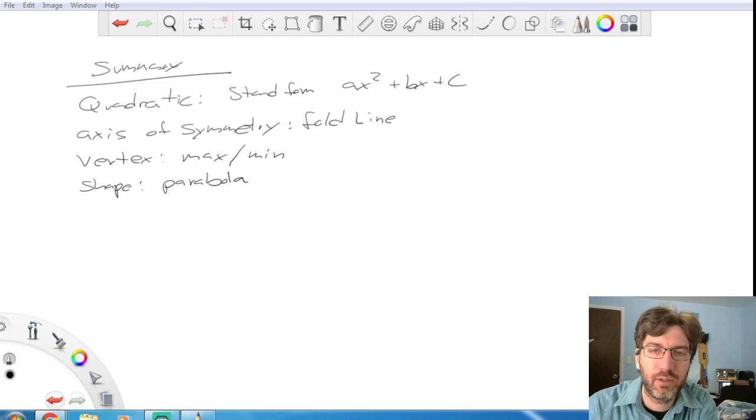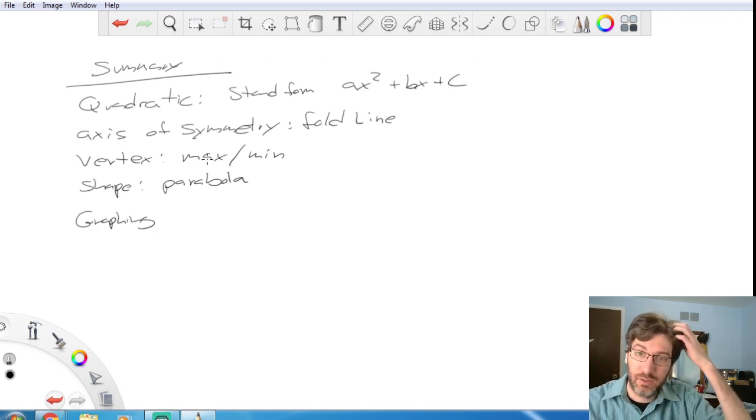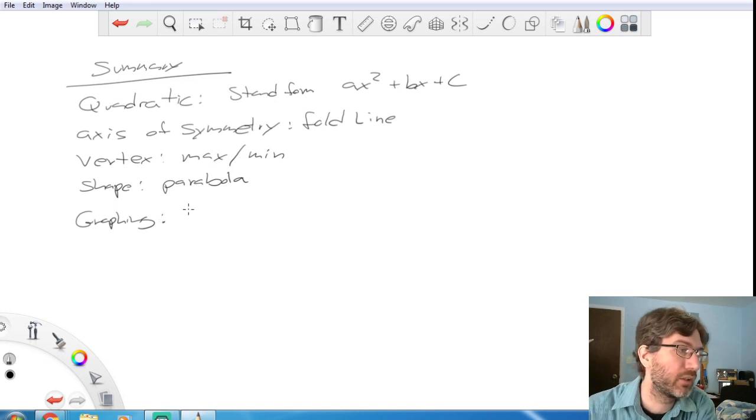We talked a little bit about graphing them. So graphing just so you get images in your head. When it comes to graphing things, pay attention to your a value. Right? A cannot equal 0 because that means it's a line.